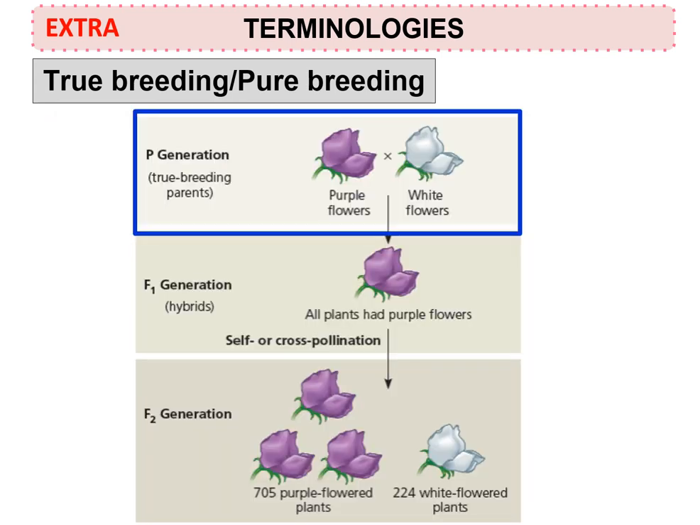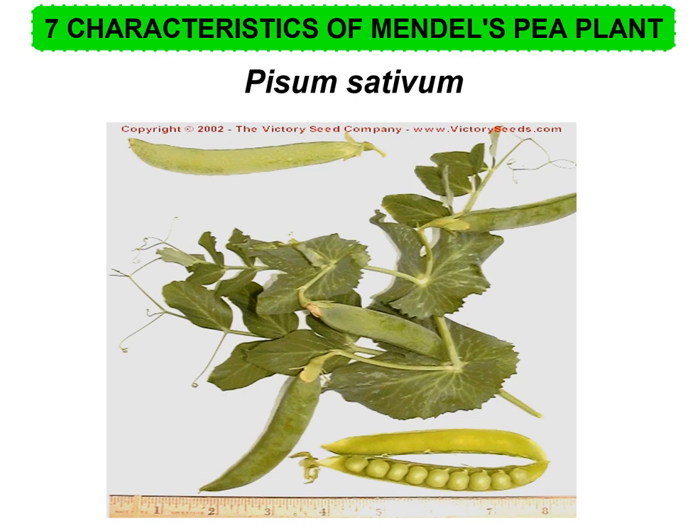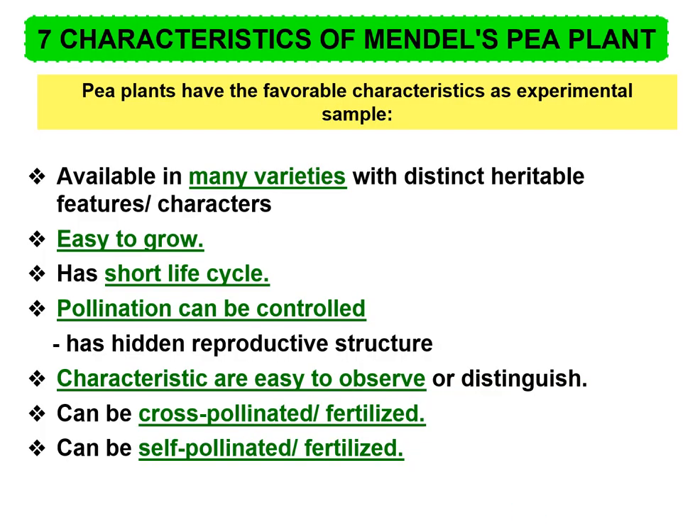the next lesson. Okay, the seven characteristics of Mendel's pea plant. Mendel's pea plant, garden pea or Pisum sativum. This is a pea plant that we used to eat. Why did Mendel use pea plant? This is the reason why Mendel used pea plant.